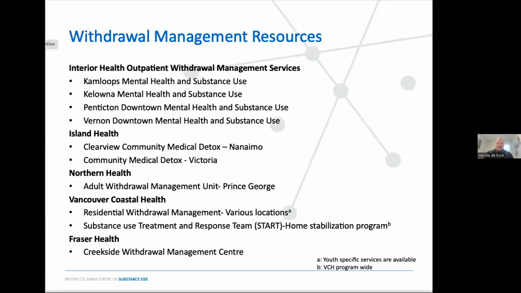And that's just an example of the withdrawal management resources in the various regions.